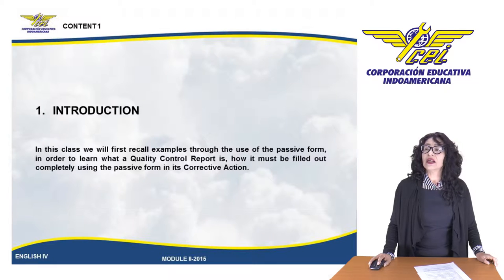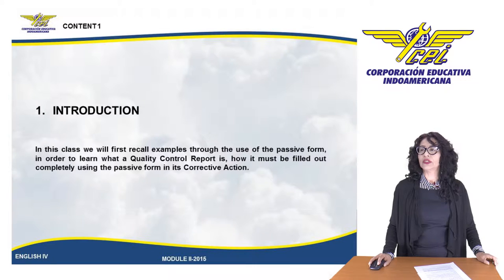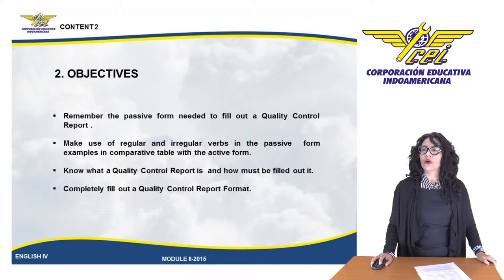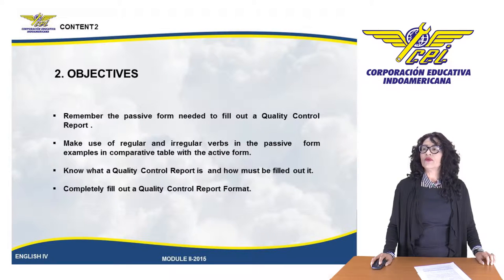Introduction. In this class, we will first practice through the use of the passive verb in order to learn what a quality control report is, how it must be filled out, and complete it using the passive verb in its corrective action. Our objectives are: remember the passive verb needed to fill out a quality control report; use regular and irregular verbs in the passive voice, for example in a comparative table with the active verb; know what a quality control report is and how it must be filled out; and the last one, completely fill out the quality control report format.